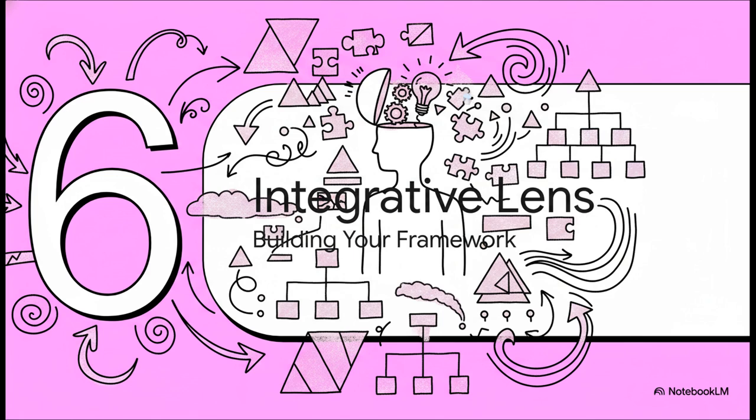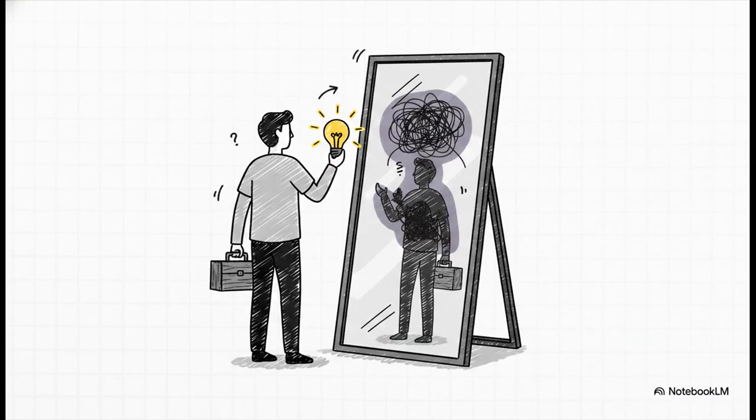Finally, Section 6, Building an Integrative Lens. So after exploring all these different eras, philosophies, and models, what's the ultimate goal? Well, the absolutely crucial takeaway is this: you cannot separate the person from the professional. In systemic therapy, you are literally the primary instrument of change.